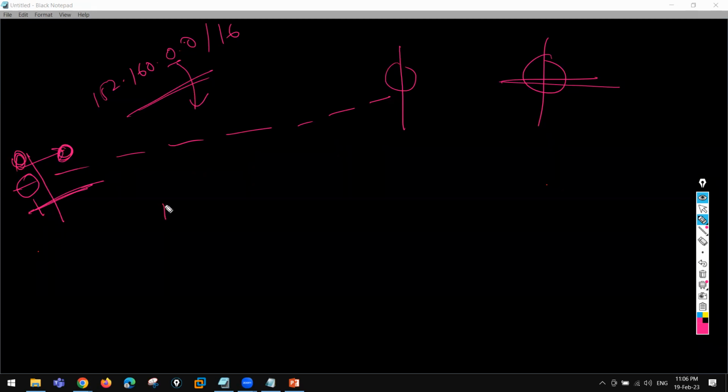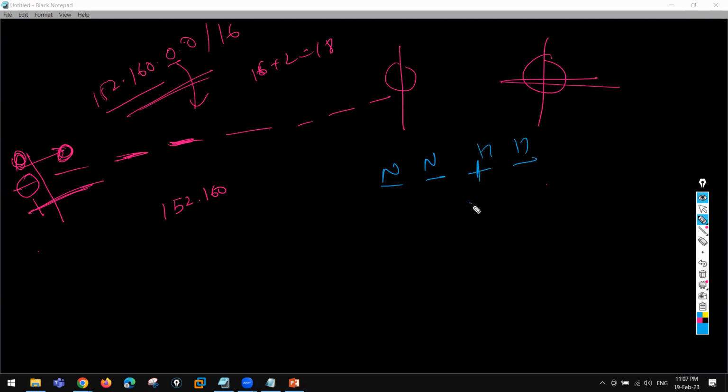So what would be the number of network bits if we borrow 2? 16 plus 2, 18. Come on. So 152.160, no changes here. Now the value assignment comes on the third octet. The network does not change, and this is host, and we borrowed 2 bits from here.